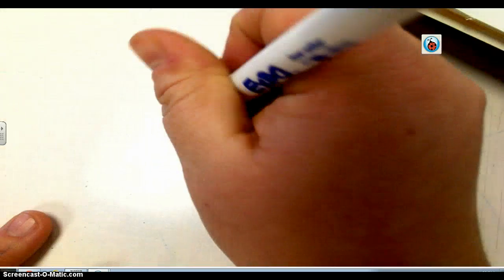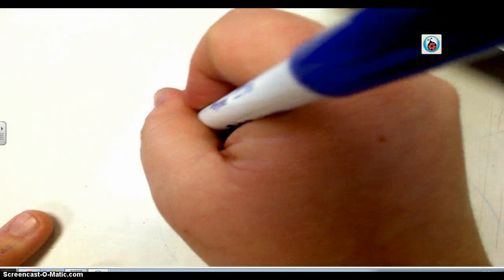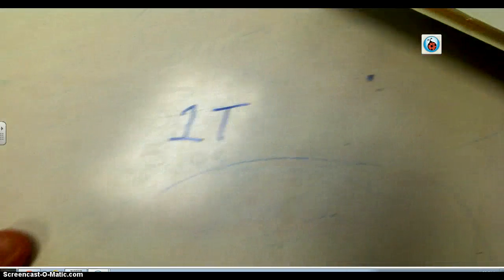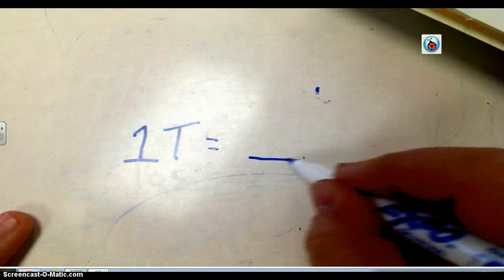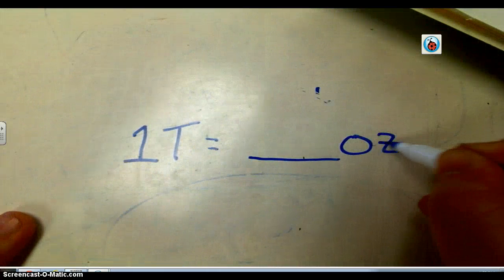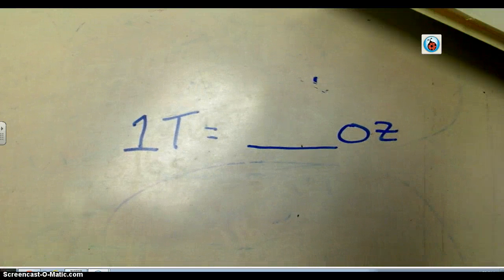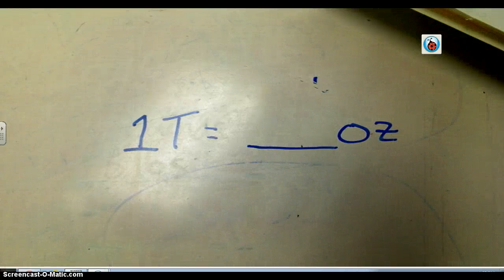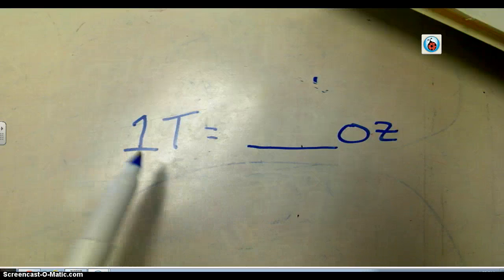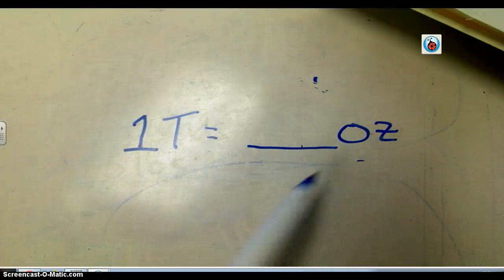All right, here you go. I have 1 ton. I want to know how many ounces. This is your ticket to your homework. I have 1 ton. I want to know how many ounces that is.